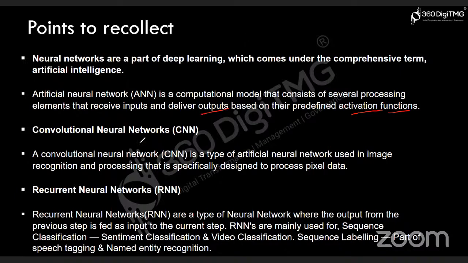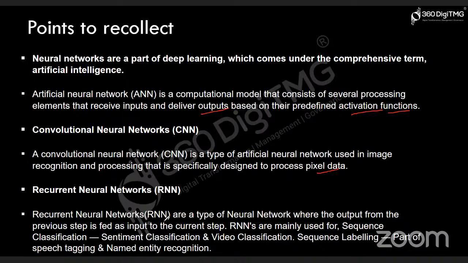Next, convolution neural network, CNN models. A CNN model, or convolution neural network model, is an artificial neural network model that is used for image processing or image recognition, and it is specially designed to process pixel data.